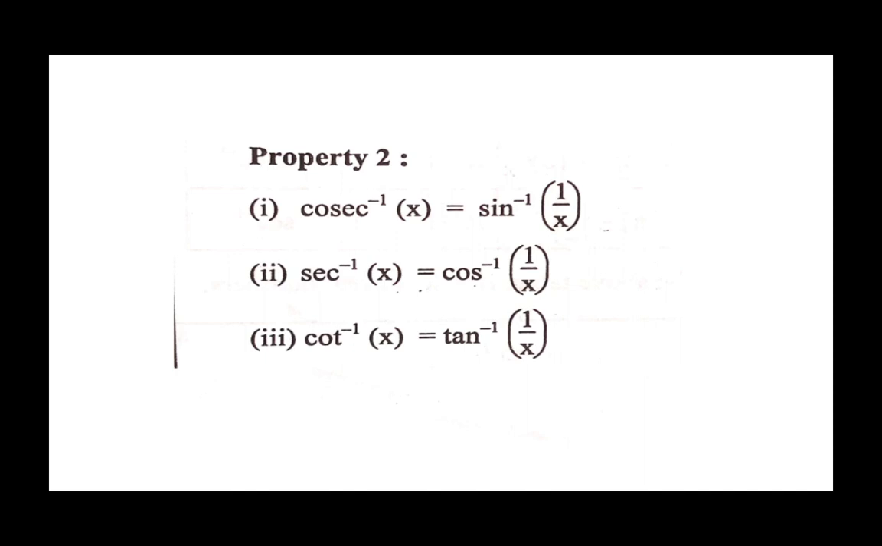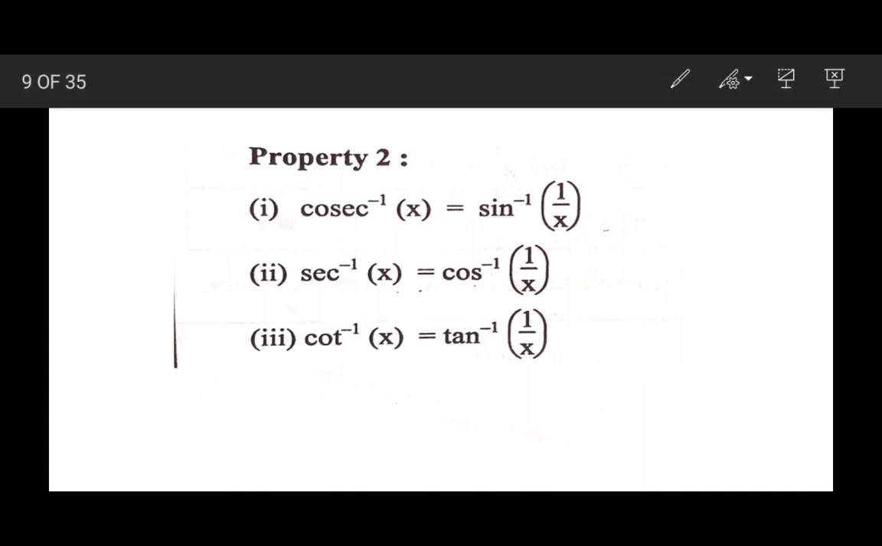So the second property is cosec inverse x is equal to sine inverse 1 upon x. Cosec inverse x is sine inverse 1 upon x. Sec inverse x is cos inverse 1 upon x. Cot inverse x is tan inverse 1 upon x. Okay, so that means, let's see the proof.